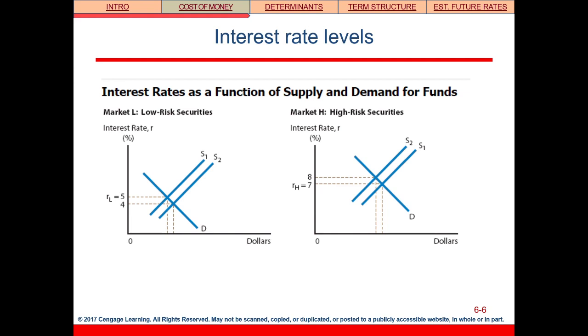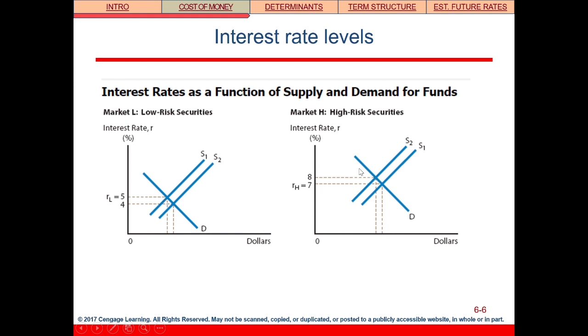In each figure we see a demand and supply curve, although in each figure we have two supply curves, while there's only one demand curve on each side. In market L, the low risk securities, the initial interest rate is 5%. It's the meeting point of the demand curve and supply curve 1. So S1 and D meet at this point, which indicates that the interest rate right now is 5%.